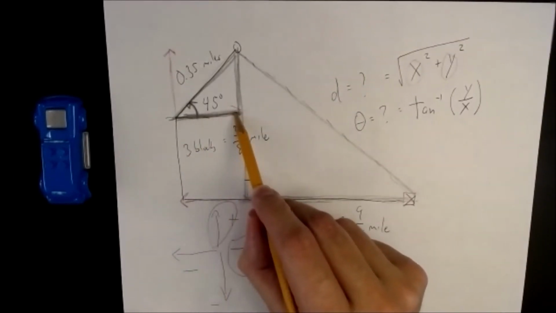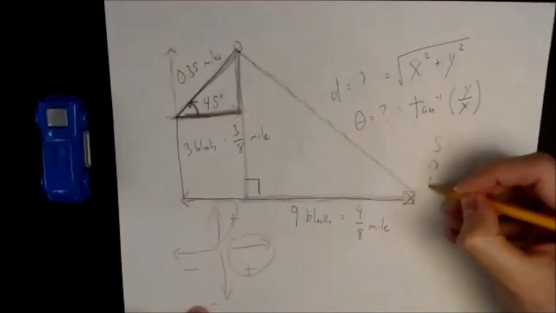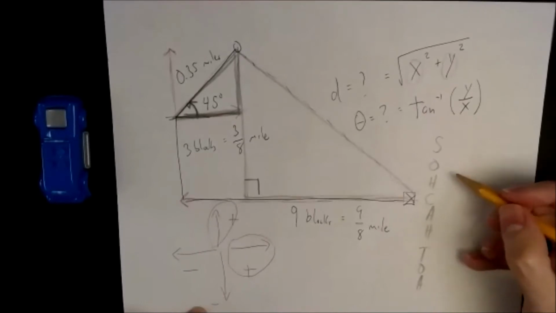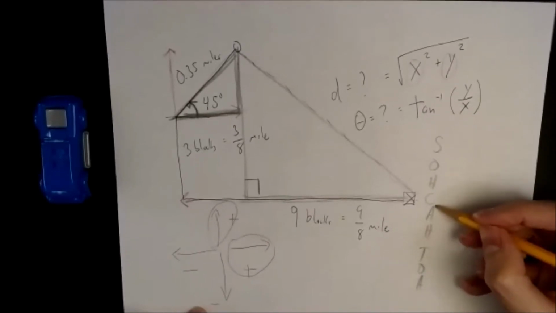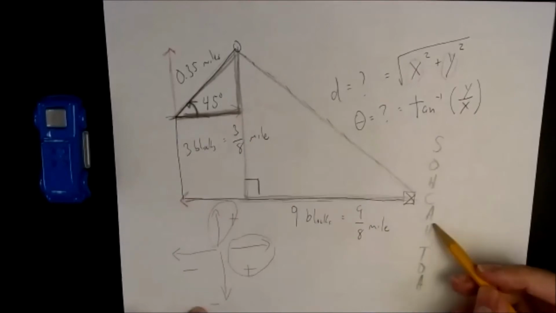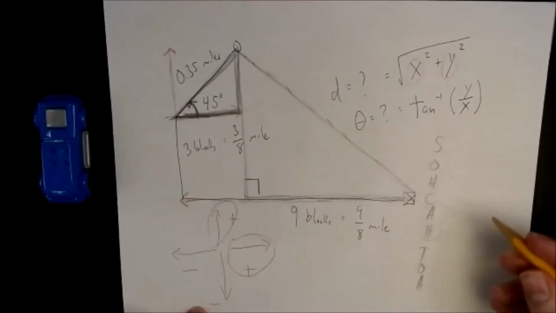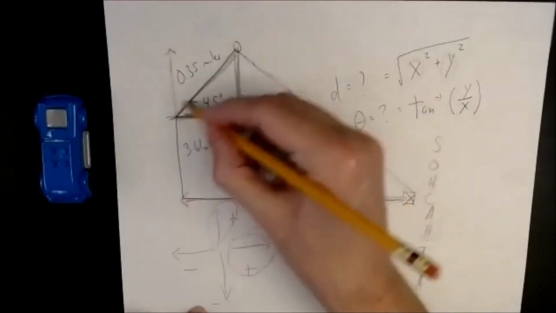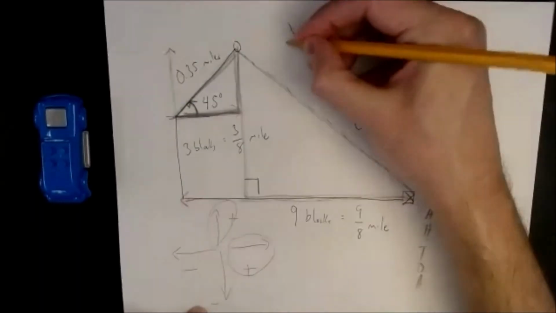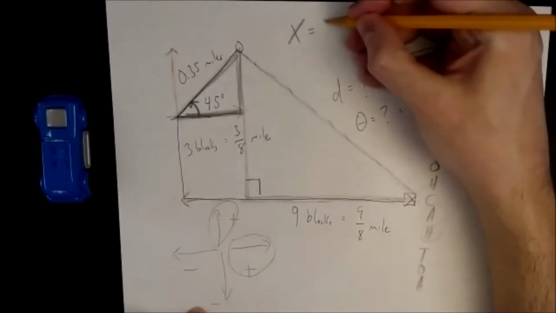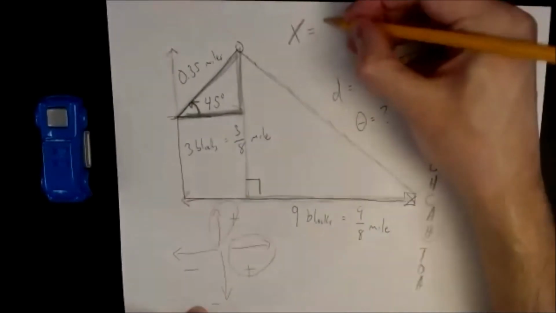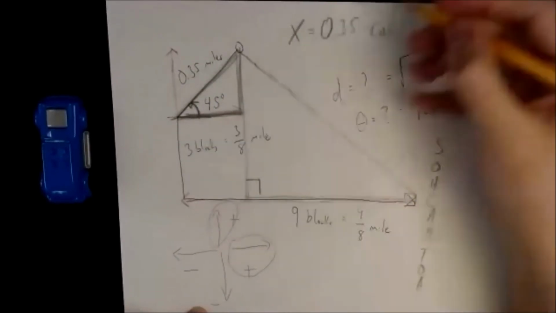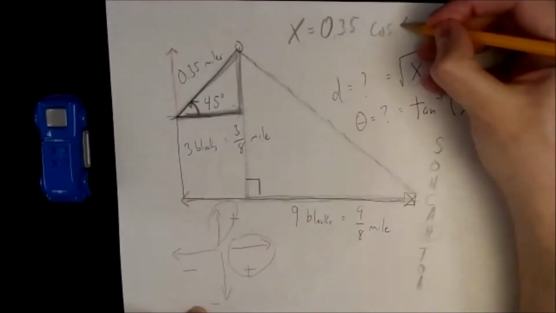If we're looking at adjacent, then SOHCAHTOA says that we should look at the adjacent over the hypotenuse. So that means that we can say that the x component of this should equal the total length of that, 0.35 miles, times the cosine, because this is the adjacent side, of this angle, 45 degrees.